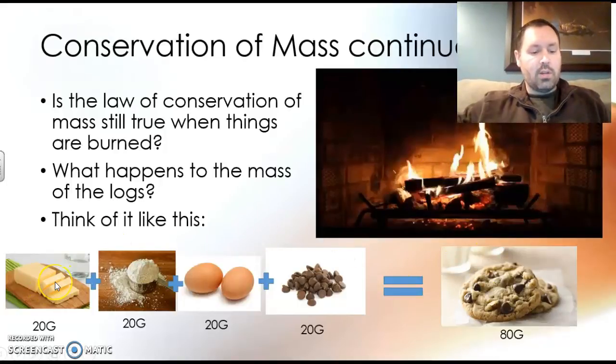For example, 20 grams of butter, 20 grams of flour, 20 grams of eggs, and 20 grams of chocolate chips. When we put all those things together, what do we end up with? 80 grams of cookies. Is it possible to add all these ingredients together and come up with 30 grams of cookies? No. Is it possible to add all these ingredients together and come up with 100 grams of cookies? No. That's the law of conservation of mass. All these reactants make the product, and the reactants and the products must equal each other. I'm pretty sure there's a question about the law of conservation of mass on your test.